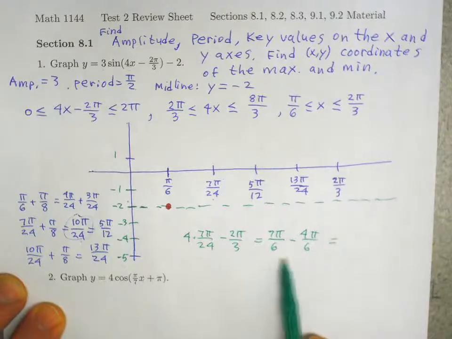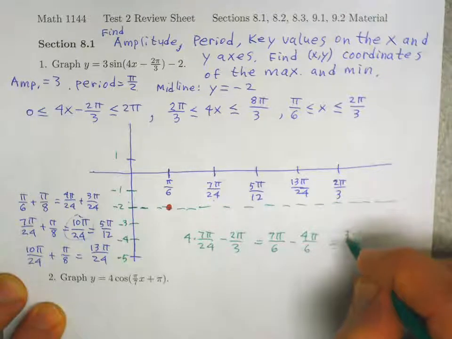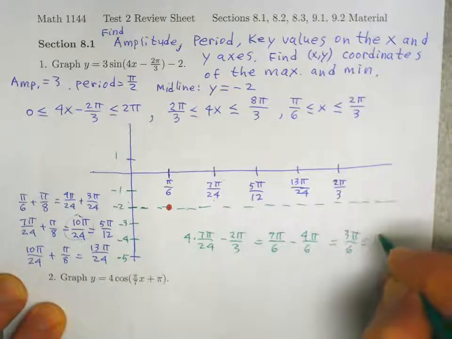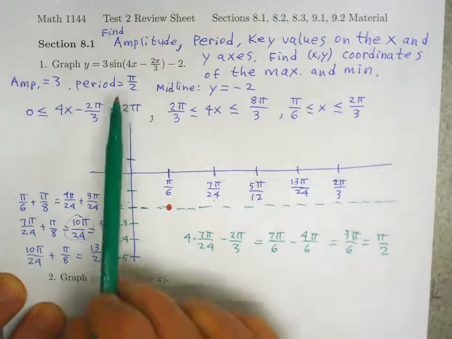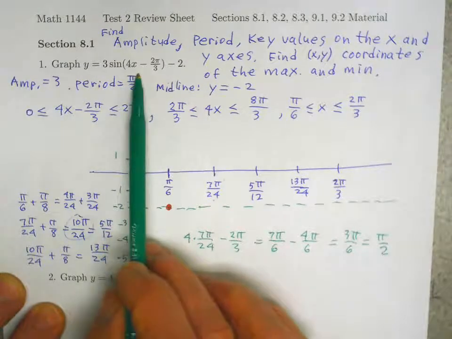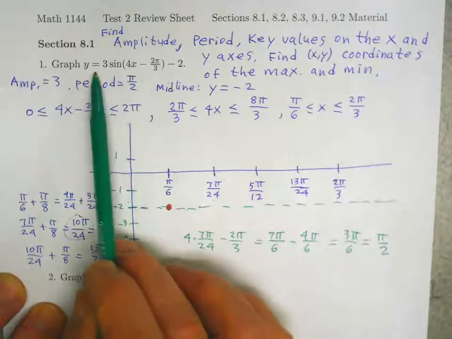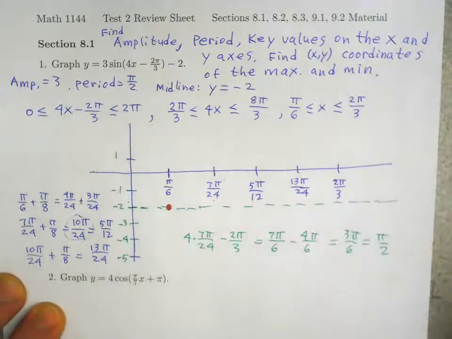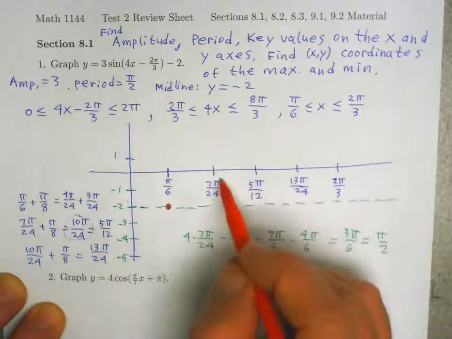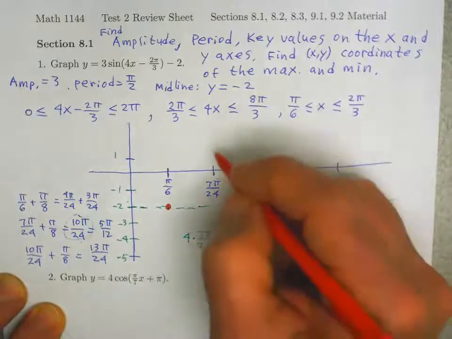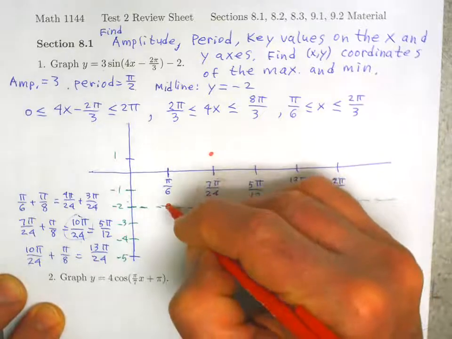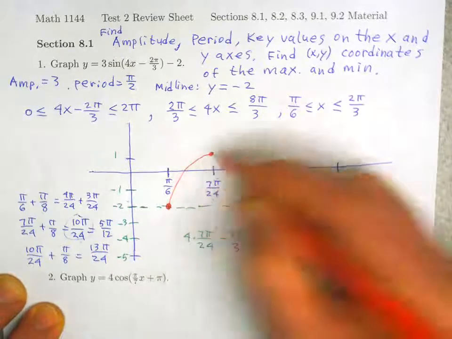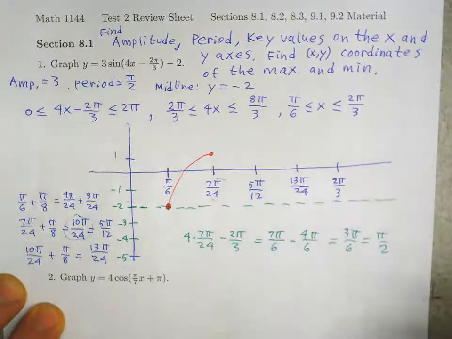And 7 pi over 6 minus 4 pi over 6 is 3 pi over 6, which is pi over 2. Okay, and we know that sine of pi over 2 is 1. 3 times 1 is 3, and 3 minus 2 is 1. So for this function, when x is 7 pi over 24, the y value is positive 1. So this is the first fourth of the period. It's what we expect.